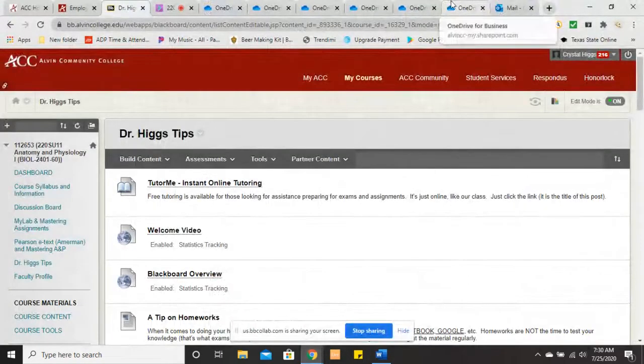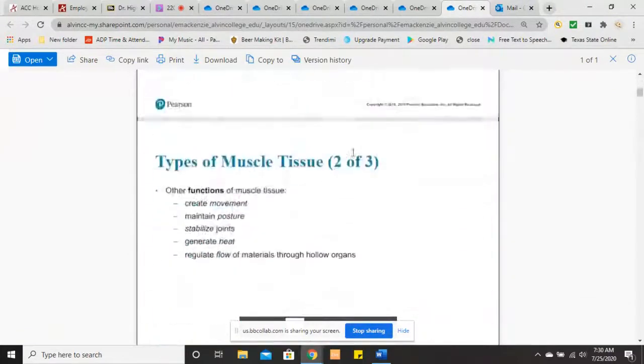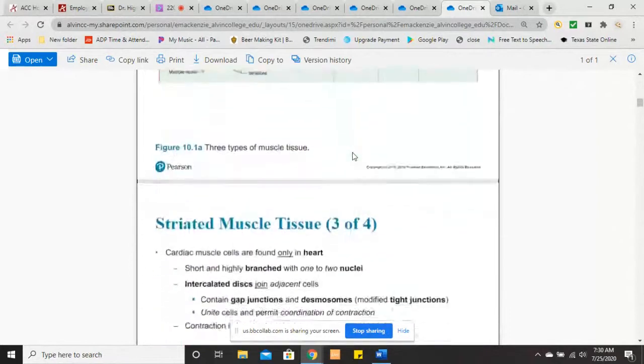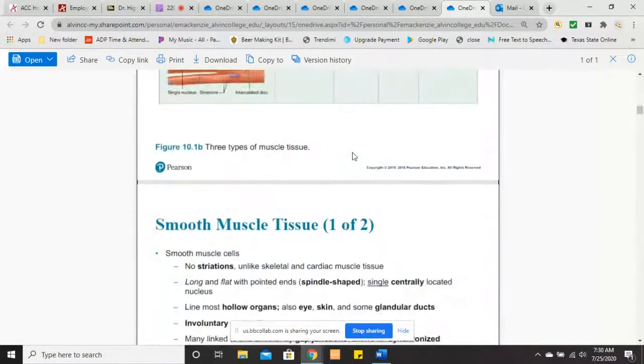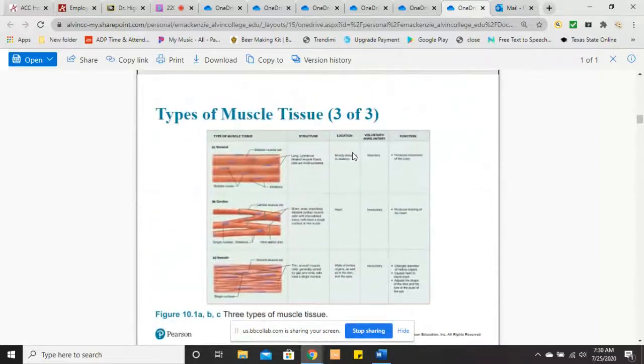I'm using lecture PowerPoints. They're still good. We're going into chapter 10. Remember, we have 3 different types of muscle tissue: skeletal muscle tissue, cardiac muscle tissue, and smooth muscle tissue. This one slide summarizes everything we know. Both skeletal and cardiac muscle tissue are striated. You're going to see those alternating light and dark bands. We call those striations, and in this chapter, you find out what makes up those striations.